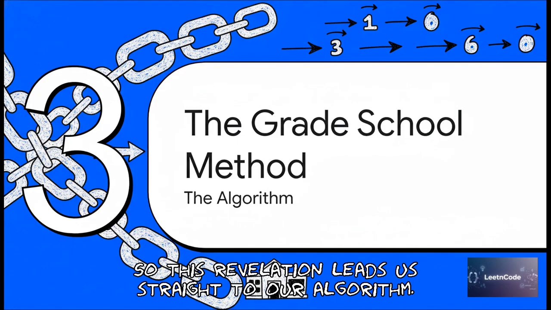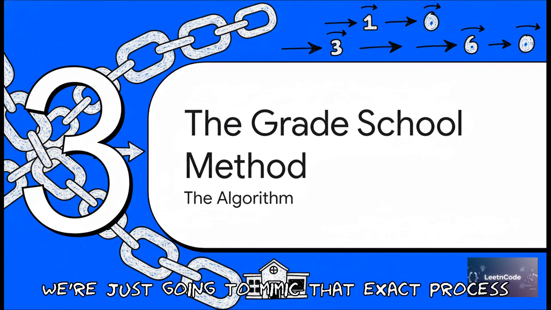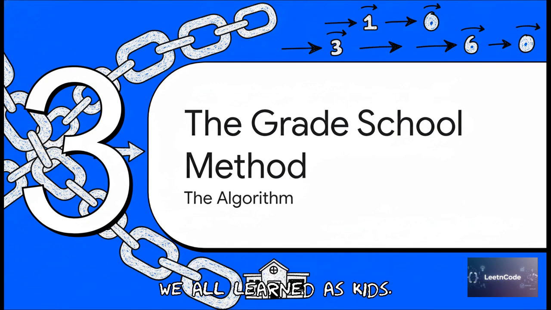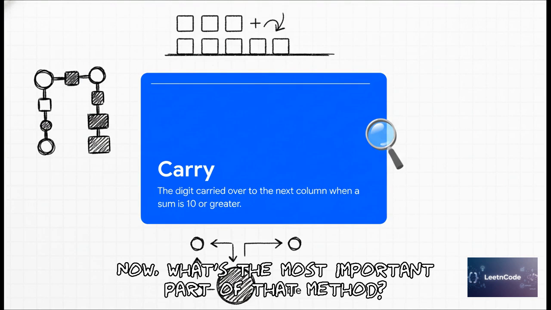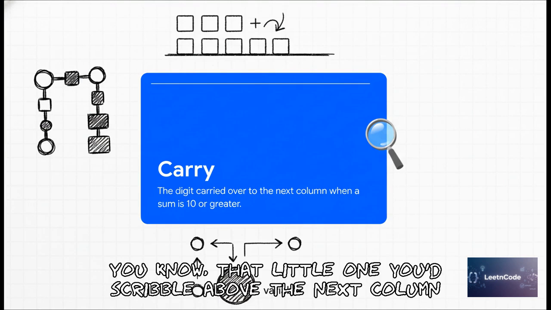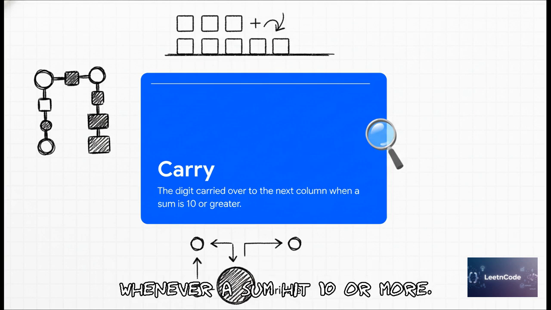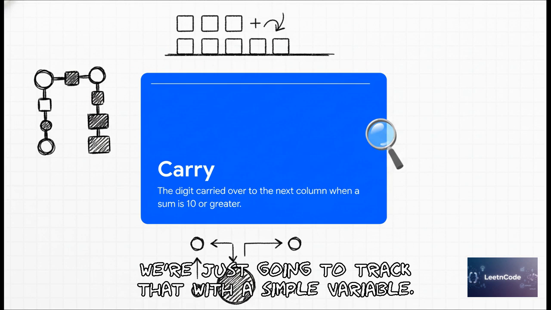So this revelation leads us straight to our algorithm, and we can literally call it the grade school method. We're just going to mimic that exact process we all learned as kids. Go digit by digit and make sure we handle the carry as we go. Now, what's the most important part of that method? It's the carry, right? You know, that little 1 you'd scribble above the next column whenever a sum hit 10 or more. Well, in our algorithm, we're just going to track that with a simple variable.